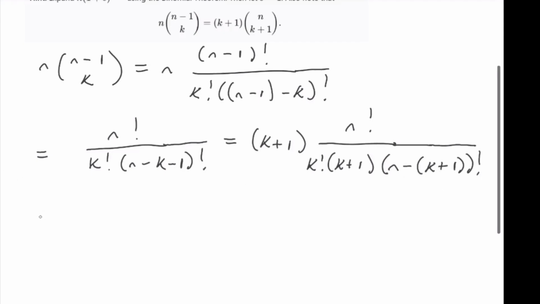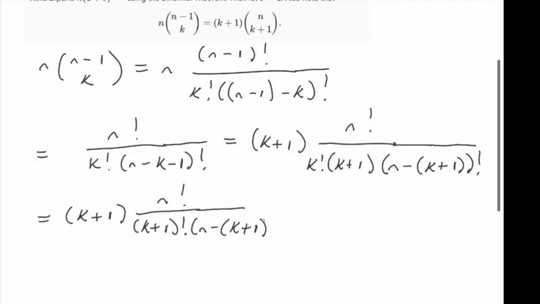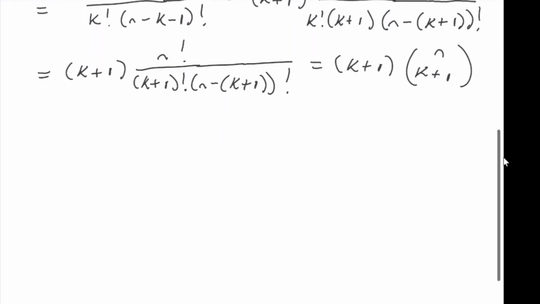All right, so this is equal to k plus 1 times n factorial. k factorial times k plus 1 is k plus 1 factorial, and we have n minus k plus 1 factorial, and that is, by definition, k plus 1 times n choose k plus 1. So this shows why this equality is true. So let's go ahead and start the proof.